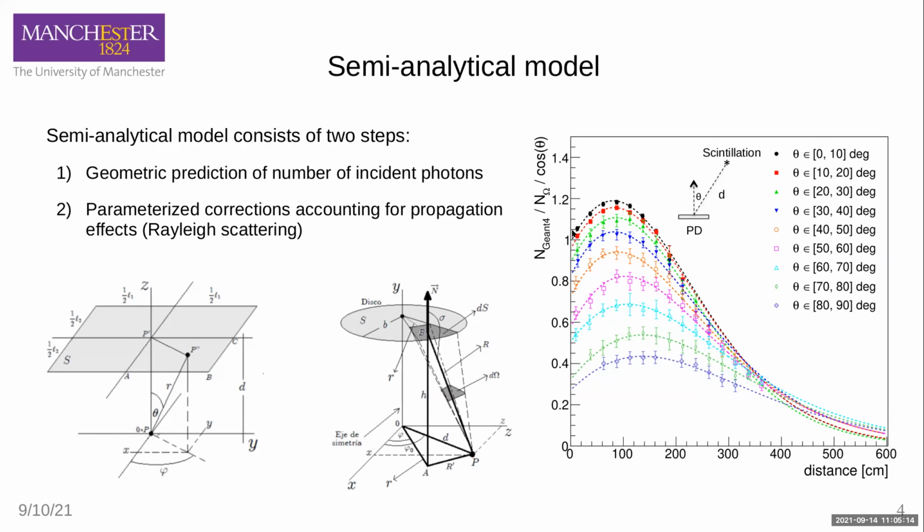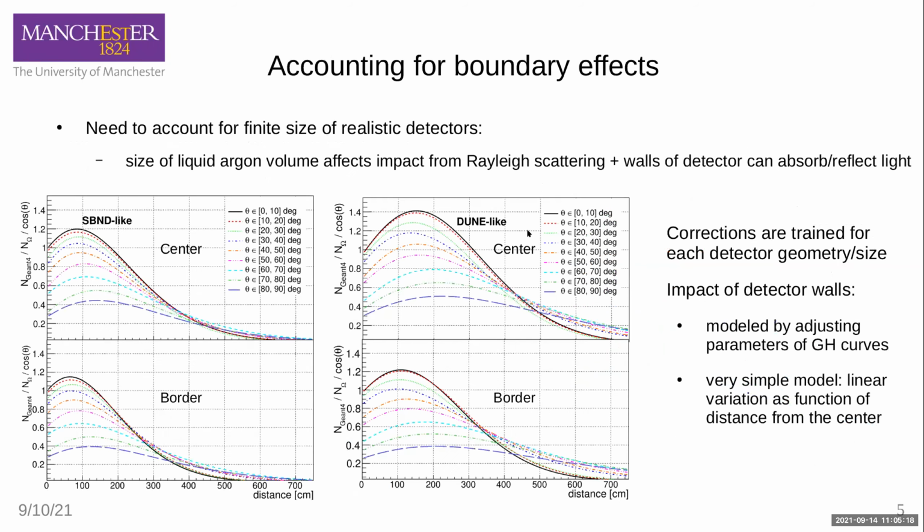The corrections are modeled using Gaisser-Hillas functions, which are shown by the dashed lines. Finally, we have to account for the finite size of realistic detectors and the impacts that the boundaries of these detectors have. These are twofold. Firstly, the size of the total liquid argon volume itself impacts the amount of effects you see from Rayleigh scattering, the effects that it has on the light.